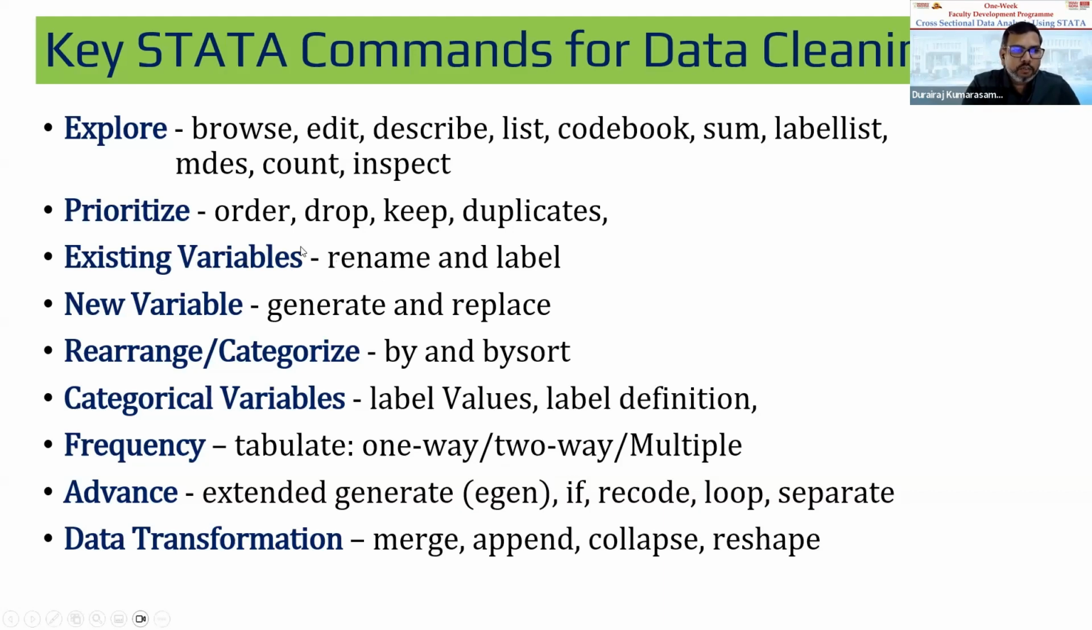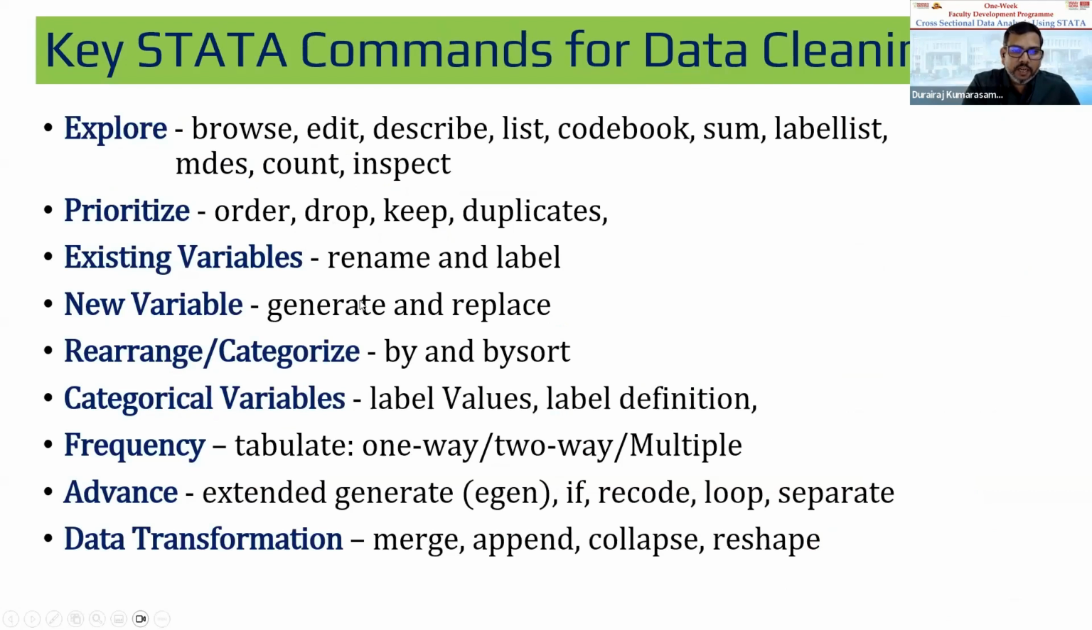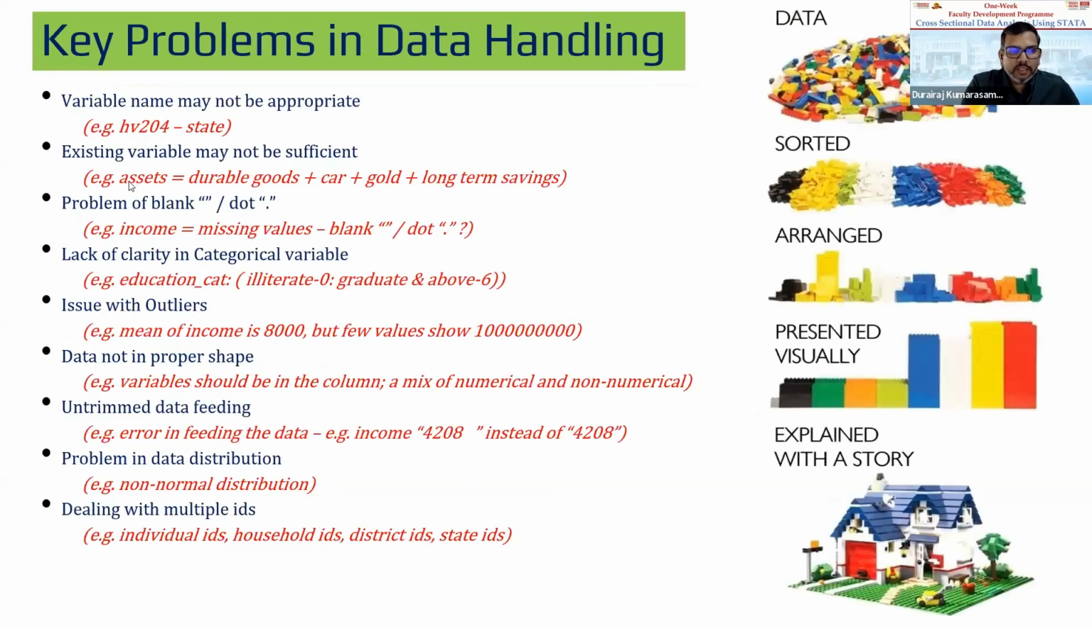Now, if you want to generate a new variable, the existing variable may not be sufficient. You are generating asset, right? So that is where the new variable comes in. Generate is a command that helps you generate a new variable. Okay. And replace. The replace is a command again, how you are dealing with it. So now, for example, asset you created. Wherever the information of durable goods, car, gold, long-term savings are given, there it will find the total. There are certain cases where this information is not at all available. It will just show a dot.